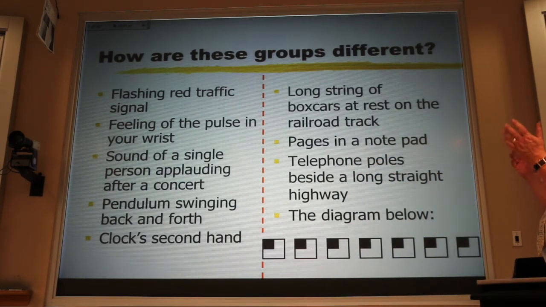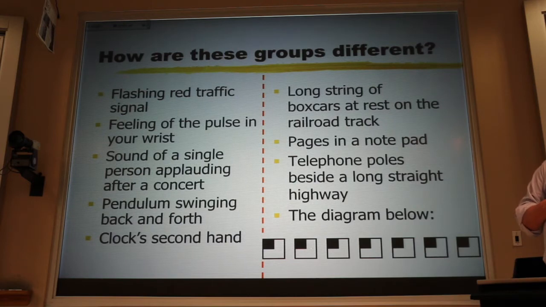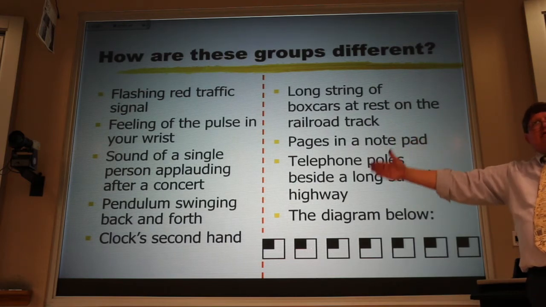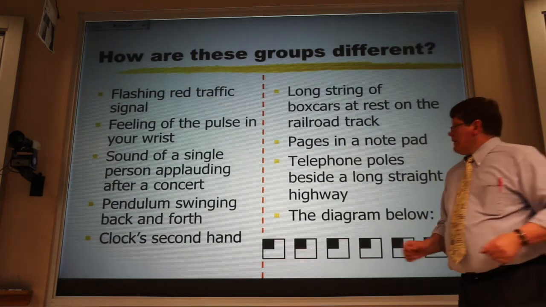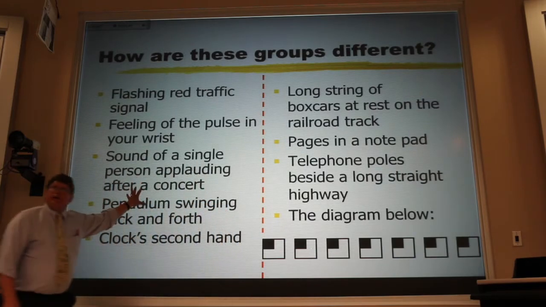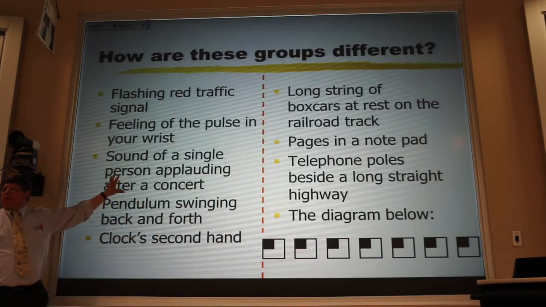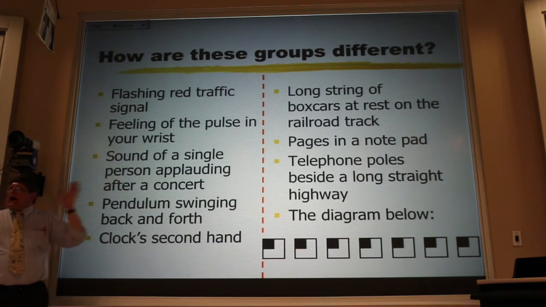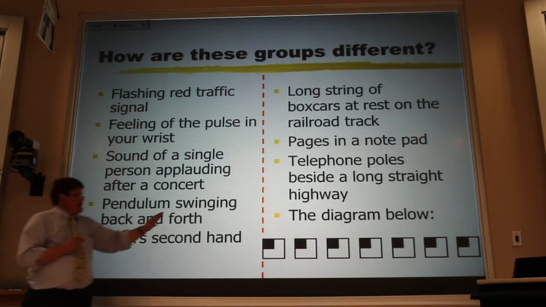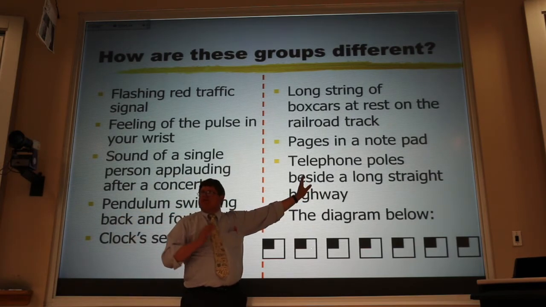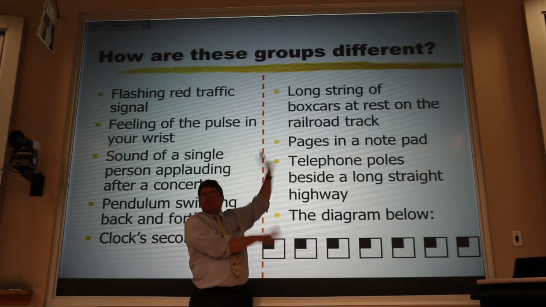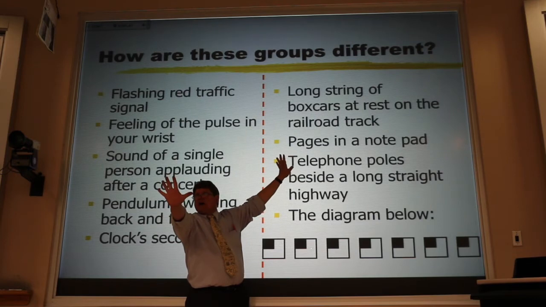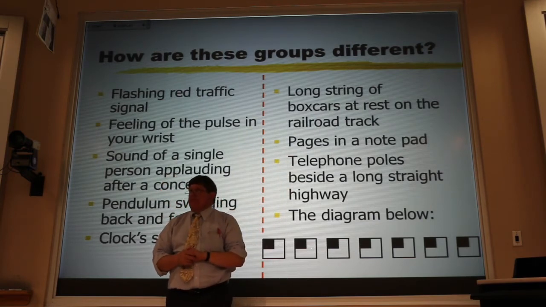Long string of boxcars, pages in a notebook, telephone poles beside a long highway. So these are things that repeat themselves, but not in time, but in space. So what we've got over here are temporal repetitions, repetitions in time at one location. Here, we have repetitions in space at one time. All of these things here, we could take a snapshot of, freeze them in time, and there would still be the repetition.